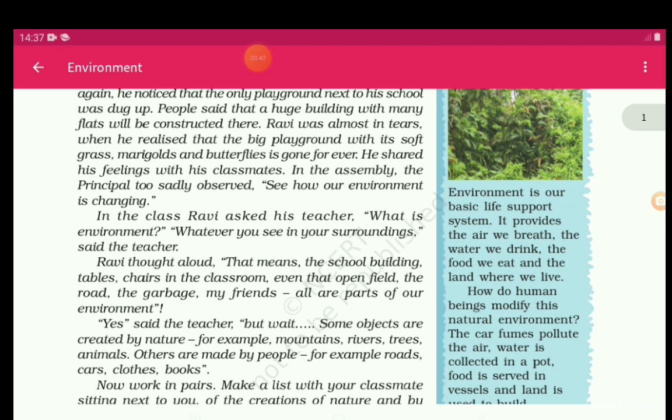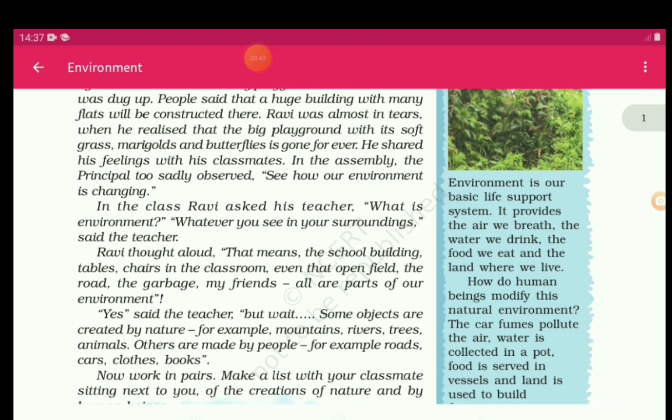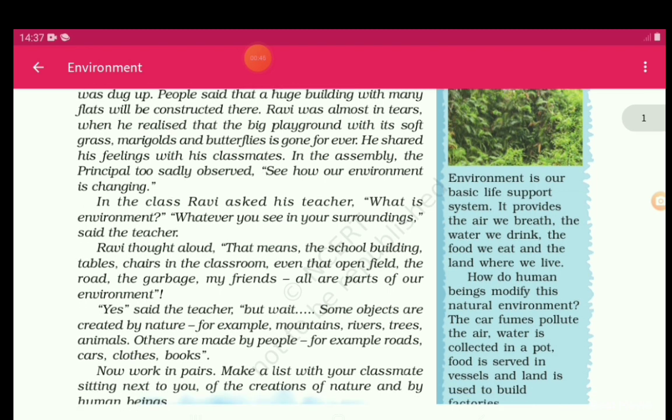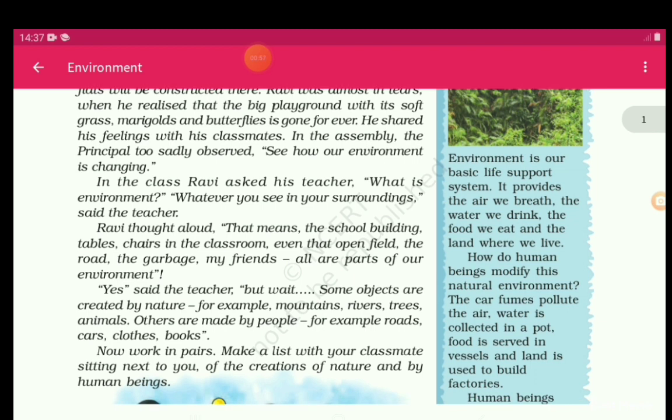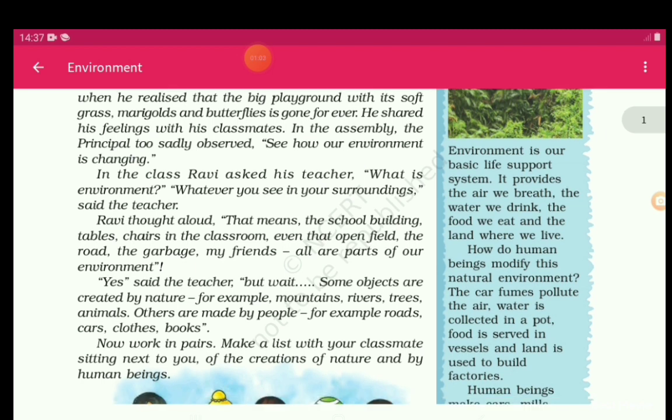Ravi was almost in tears when he realized that the big playground with its soft grass, marigolds, and butterflies was gone forever. He shared his feelings with his classmates. In the assembly, the principal too sadly observed, "See how our environment is changing."